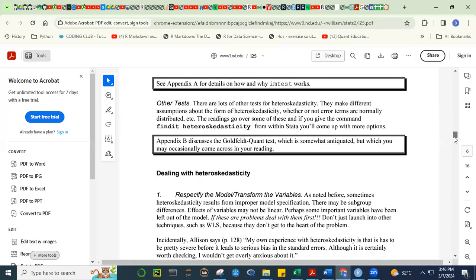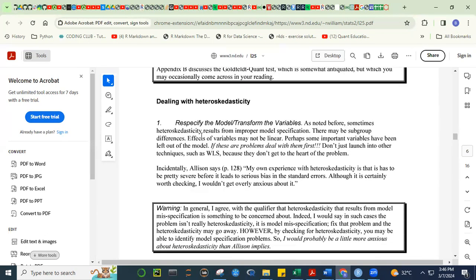All right. So how to deal with that, class? Ito. Basahin nyo rin to, no? Pwede nating baguhin, transform natin yung variables natin. Okay, sometimes, yung heteroscedasticity results from improper model specification. Okay, so there may be subgroup differences. Effects of variables may not be linear. Perhaps some important variables have been left out. So yung specification bias. Baka may kulang.